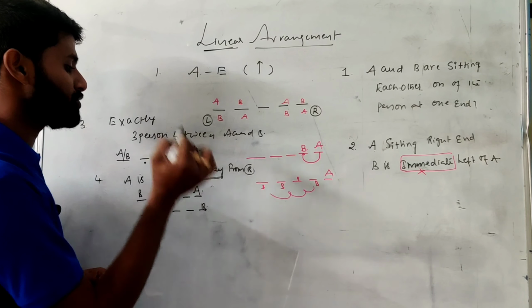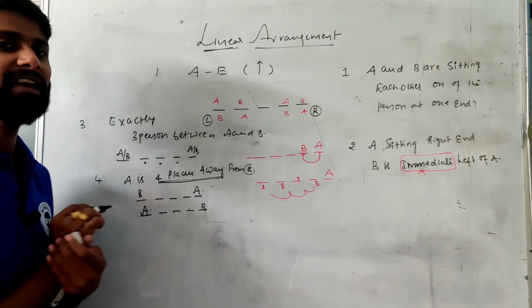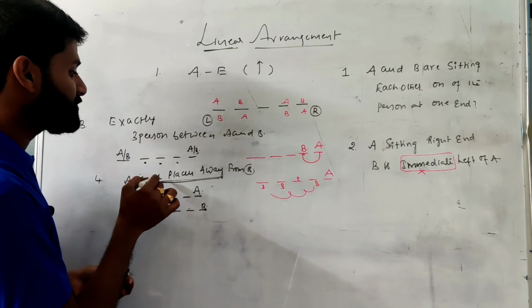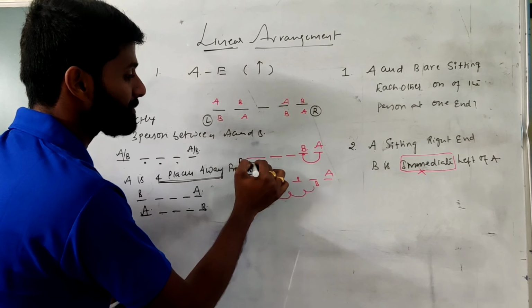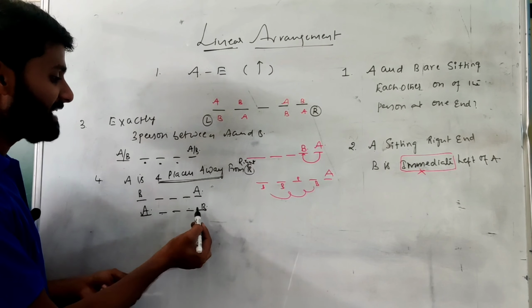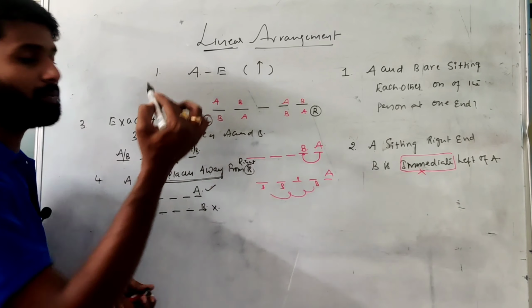So this is the exact position for A. Again 1, 2, 3, 4. This is the exact position for A. For example, A is 4 places away from the right of B.